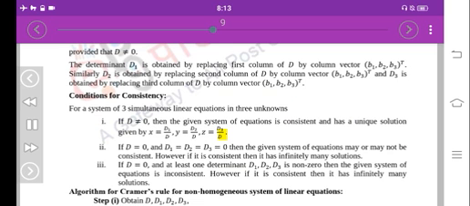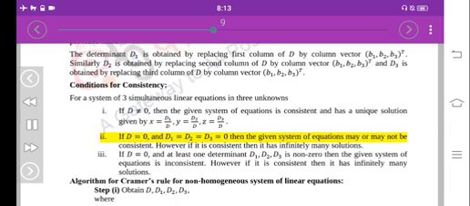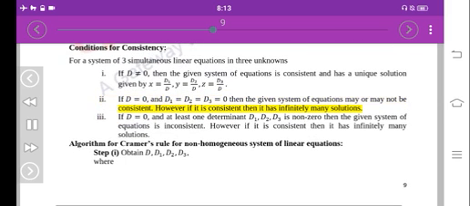Two: if D equals 0 and D1 equals D2 equals D3 equals 0, then the given system of equations may or may not be consistent. However, if it is consistent, then it has infinitely many solutions. Three: if D equals 0 and at least one determinant D1, D2, D3 is non-zero, then the given system of equations is inconsistent.